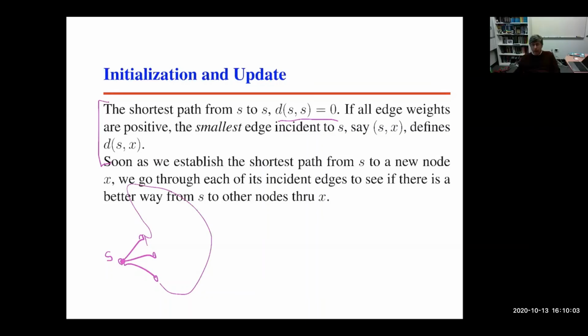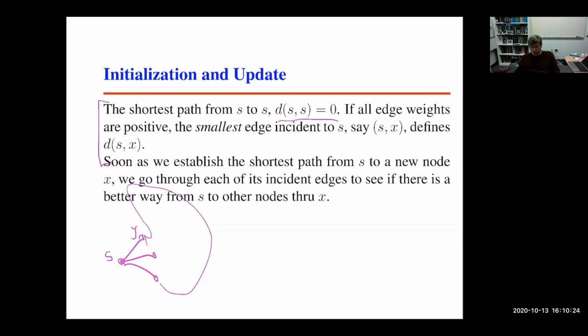Is the direct edge the shortest path from S to here, let's call it Y? Is that the shortest path from S to Y? That direct edge? No. Well, we don't know. You don't know is exactly right.